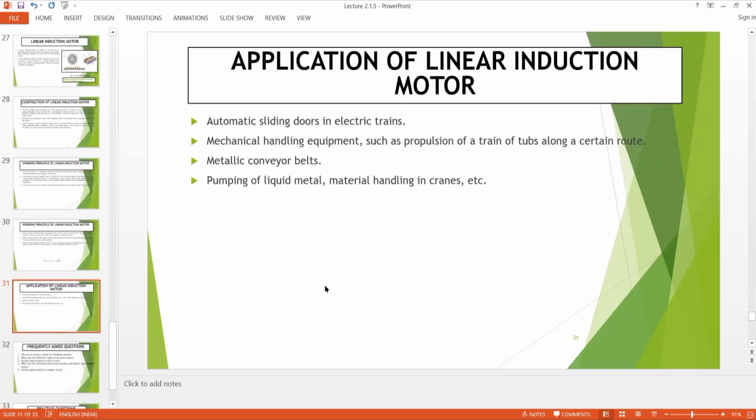Applications: we use this kind of machine in automatic sliding doors, electric trains, mechanical handling equipment, propulsion, conveyor belts, and handling in cranes.